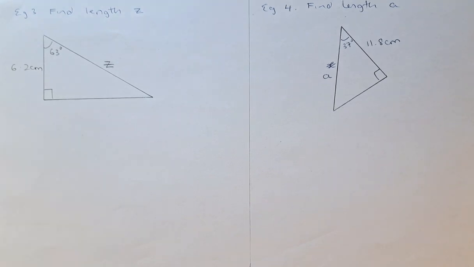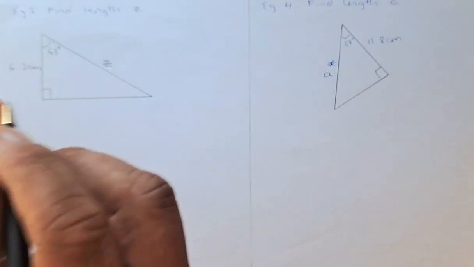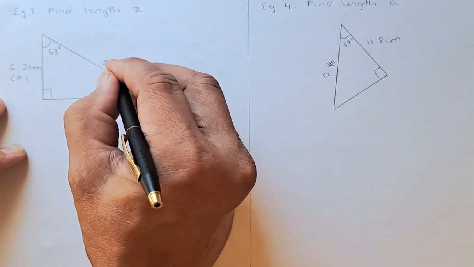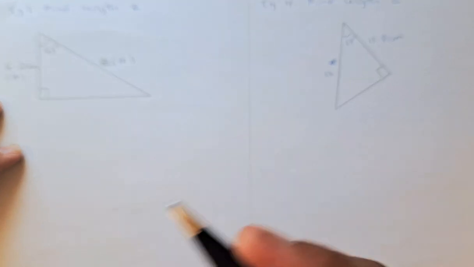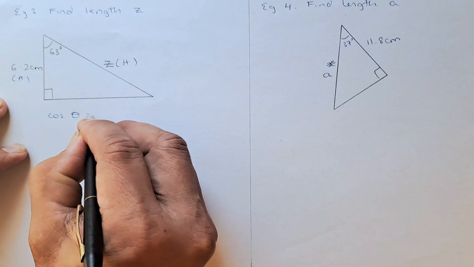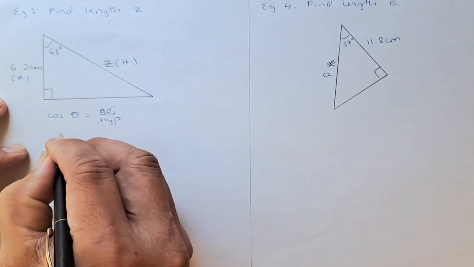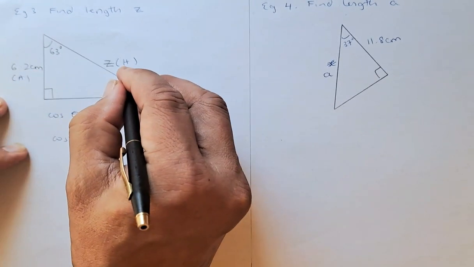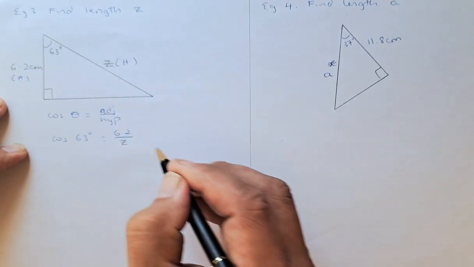Now we are going to find the z. Again, we have to label the sides. 6.2 is the adjacent because it's next to the angle, and z is the hypotenuse because it's opposite the 90 degrees. So you have A and H, so you have to use CAH. The formula used is cosine theta equals adjacent over hypotenuse. Theta is the angle, so cos 63 equals adjacent, 6.2, over the hypotenuse, z.